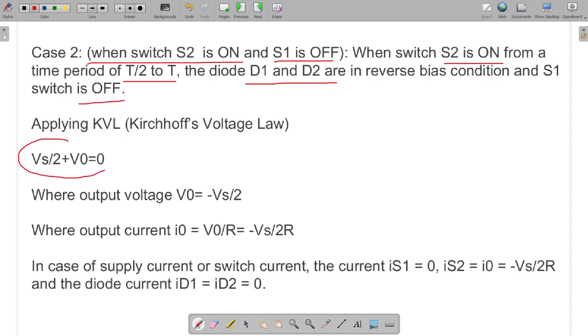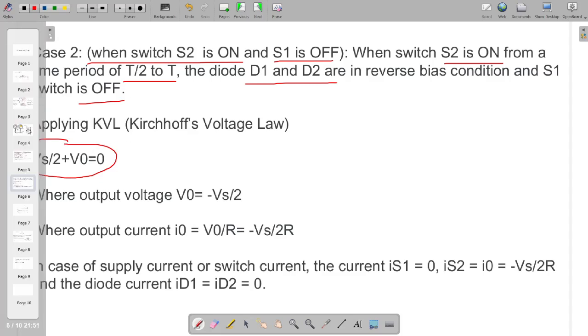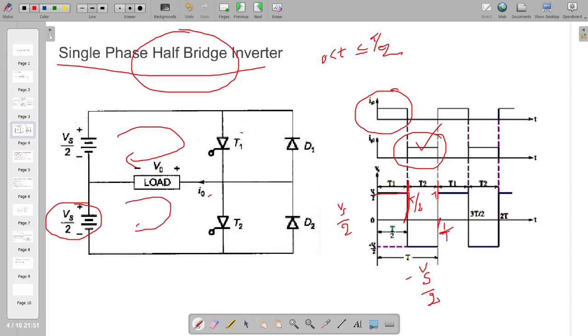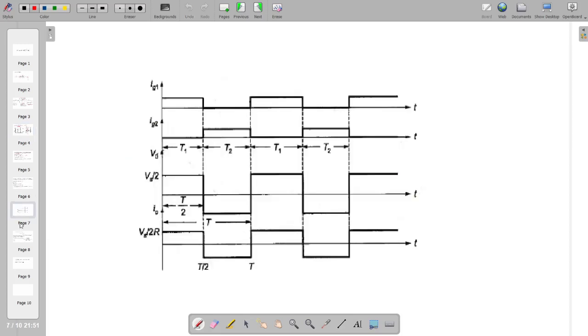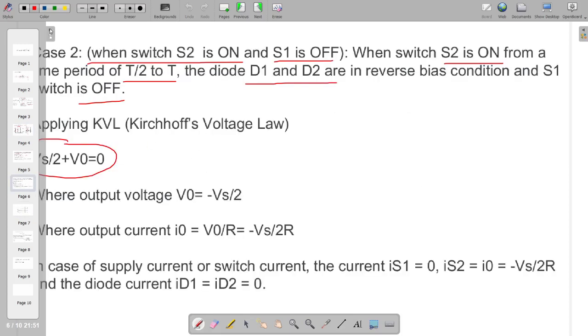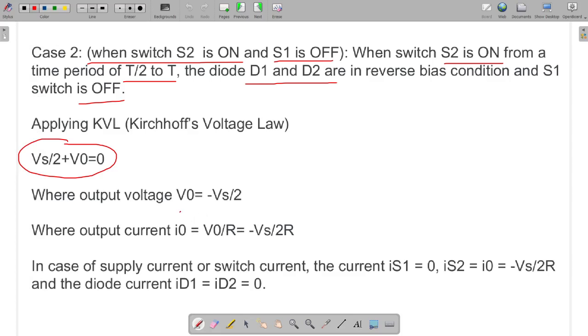So apply the KVL equation in the below leg of the circuit. In the second case, apply KVL in this loop. In the first case, we applied KVL in the first loop to get the output voltage. In a similar manner, V naught is equal to minus Vs by 2. From the equation, I naught is equal to V naught upon R. Substituting V naught equal to minus Vs by 2, I naught is equal to minus Vs upon 2R.